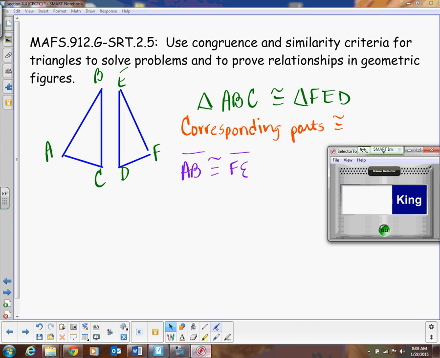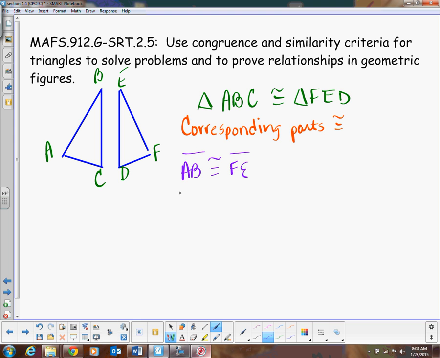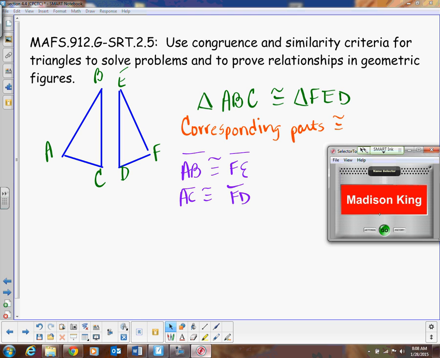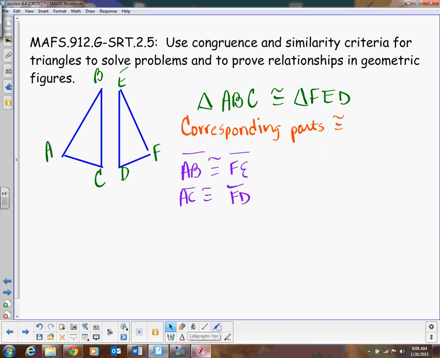All right. Give me another set of congruent sides, Madison. AC is congruent to FD. Good. All right, there's only one more set of congruent sides, and that is going to go to Ethan. BC is congruent to, okay, remember how we said B is in the middle, so we have to pick E in the middle, C is on the end, so we have to pick D on the end. Remember that? You got test questions about this.